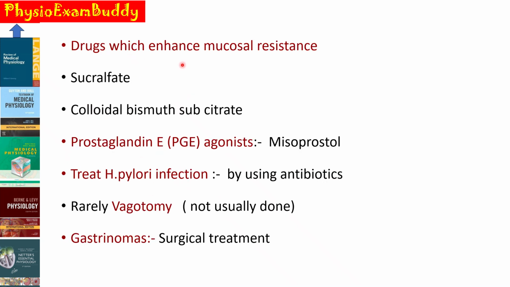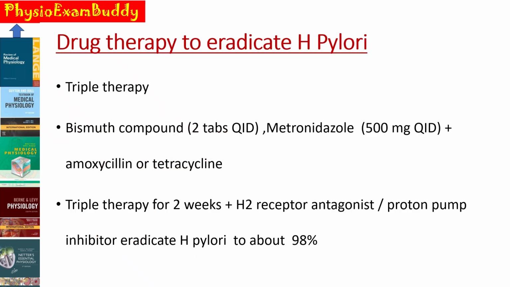And the drugs which enhance the resistance of this gastric mucosal barrier include sucralfate as well as colloidal bismuth subcitrate. Certain prostaglandin E agonists can also be given. The example for this PGE agonist is misoprostol. And if the gastric mucosal barrier is disrupted due to the H. pylori infection, you have to use antibiotics for treating the H. pylori infection. And if the medical treatment fails, then you have to go for the surgical treatment like vagotomy, but not usually done. And in case of gastrinomas in Zollinger-Ellison syndrome, surgical treatment has to be given.